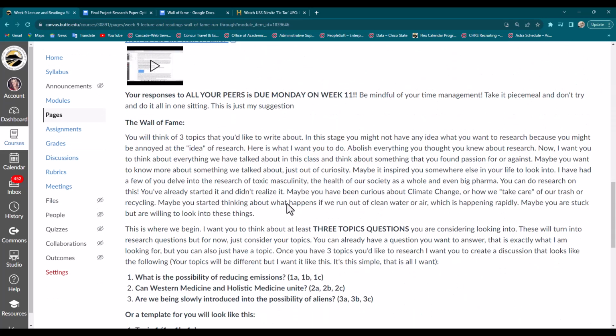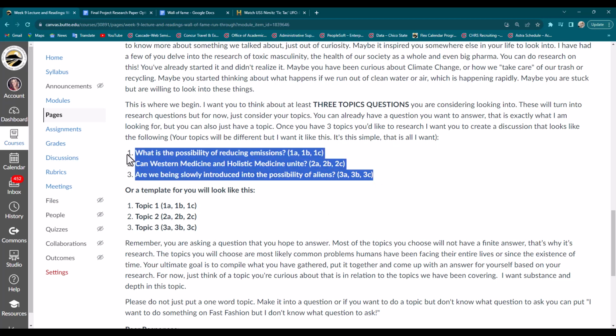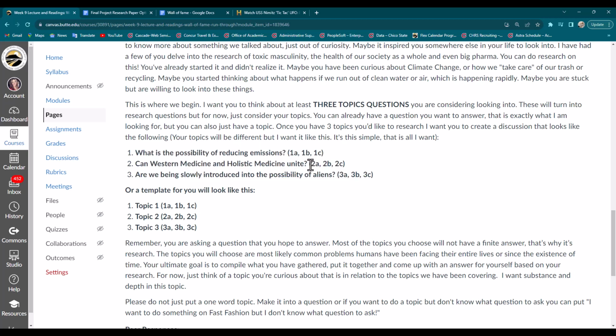All right, so we're going to kind of go back and use Henry, as it were, as an example. Okay, Henry has 3 different topic questions. Okay, what is the possibility of reducing emissions? Can Western medicine and holistic medicine unite? And are we being slowly introduced into the possibility of aliens? Again, please don't do aliens. I don't think I've ever seen a student paper actually work. But anyway, these are just some blanket examples.